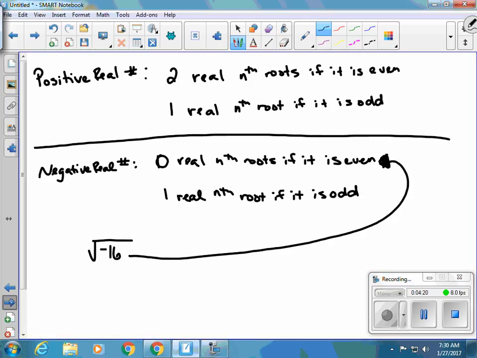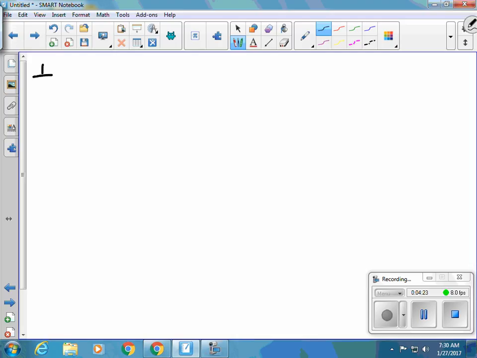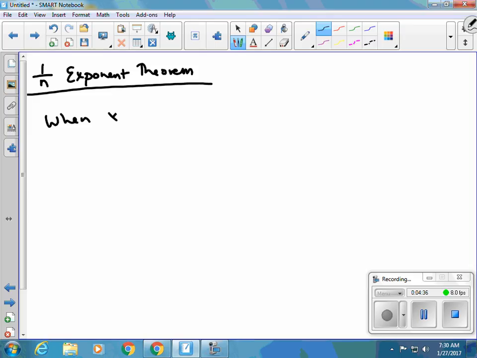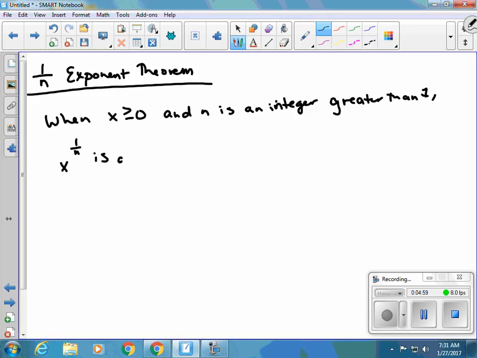There's another theorem that we need to talk about. That is the 1 over n exponent theorem. So when x is greater than or equal to 0, and n is an integer greater than 1, then x to the power of 1 over n is an nth root of x.